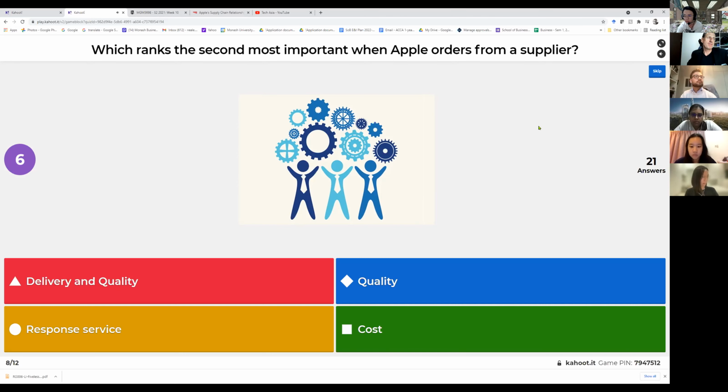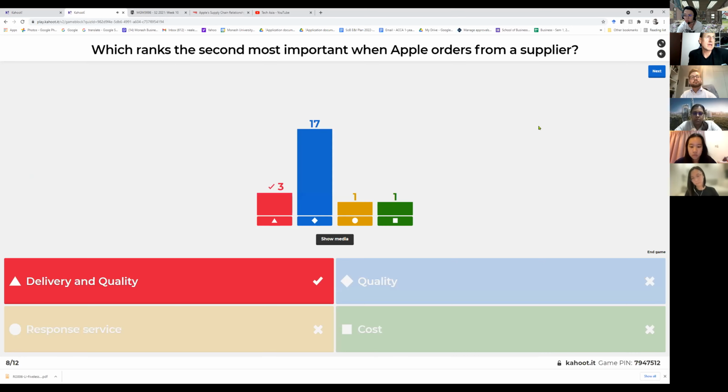All right. It's definitely not cost. Our response service. Okay. All right. Delivery. All right. This is a tricky one. Delivery and quality. Second most important. I want you to think about, because quality and technology, they never differentiated. Quality and technology were the most important. There was no second in terms of quality and technology. So that's why delivery and quality. Yeah, trick question.